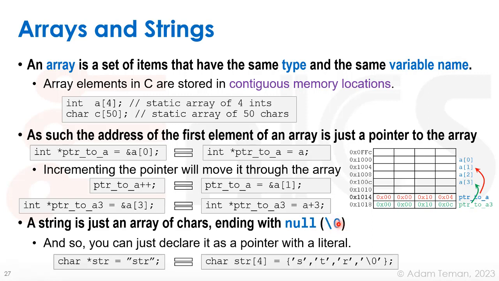the character \0, and so you can just declare it as a pointer with a literal. So if I say char pointer to string equals "str" in quotes, what that is going to do is make a string that is 4 characters long, built from 's', 't', 'r' and \0. And if we look inside the memory, as we said, this is the lowest address. This is byte 0, byte 1, byte 2, byte 3. It's going to put str and \0 in contiguous places over here.